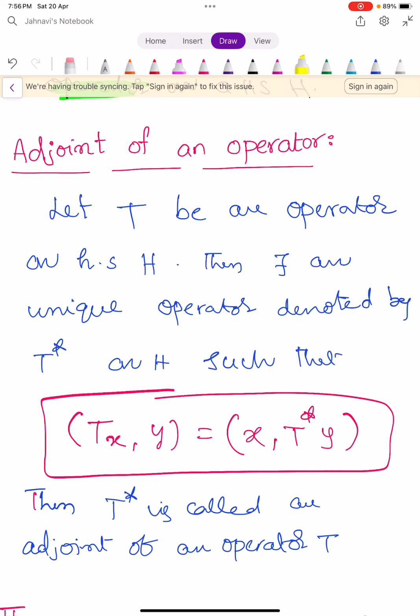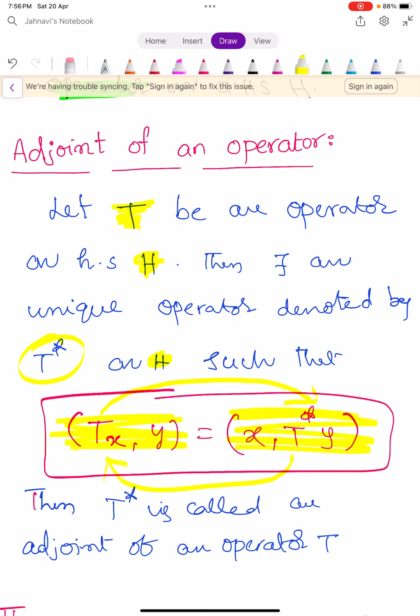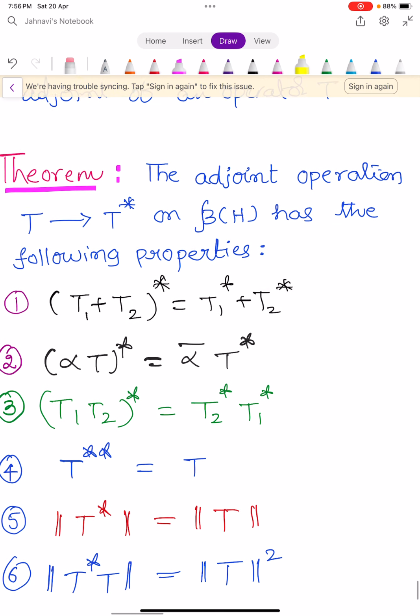Let us see. Capital T be an operator on a Hilbert space capital H. There exists a unique operator denoted by T star on capital H and defined like this: inner product of Tx comma y is equal to inner product of x comma T star y. If this T can be shifted to the right side, it becomes T star. T star can be shifted to the left side, it becomes T. Then this T star is called adjoint of an operator T. So let us see the next theorem, a very important theorem.